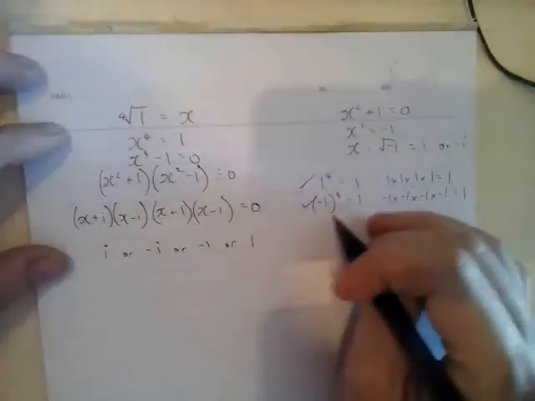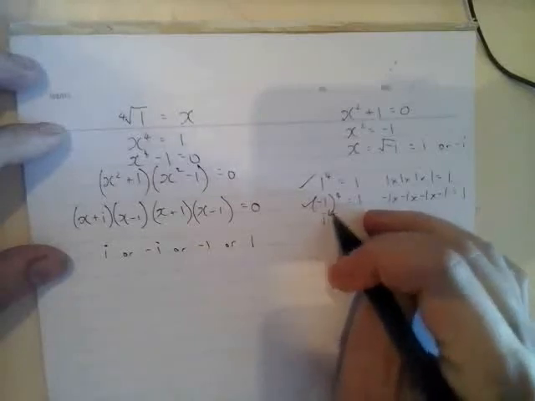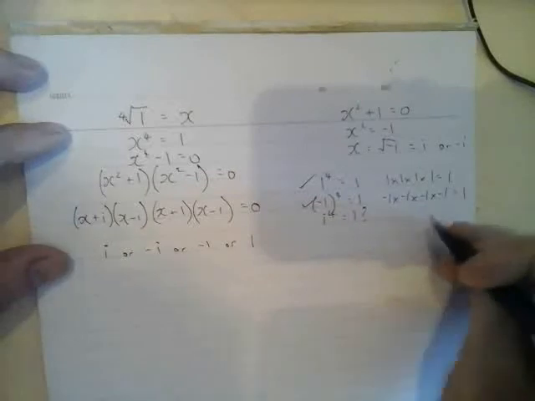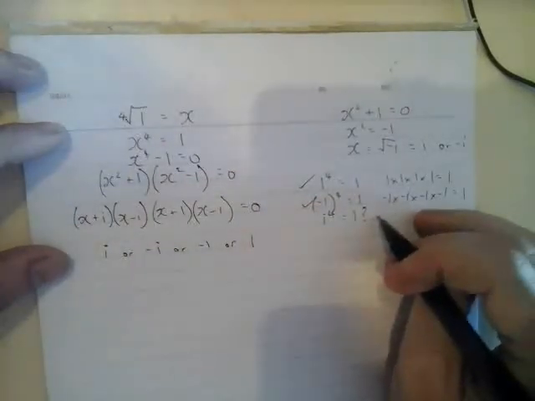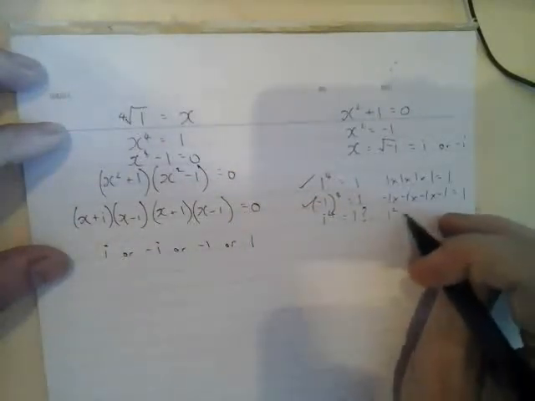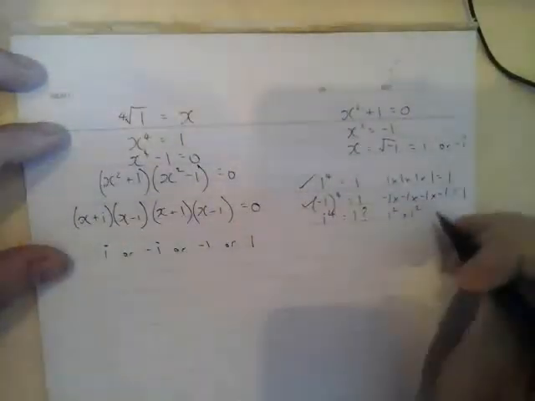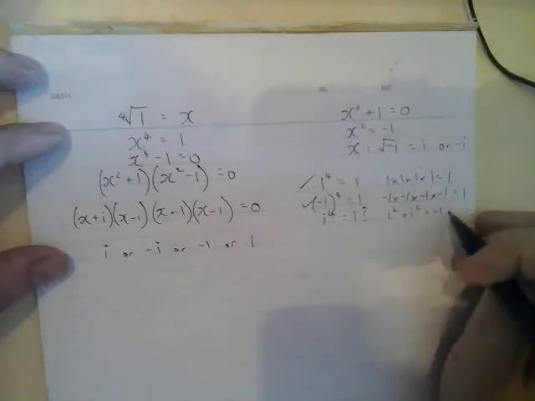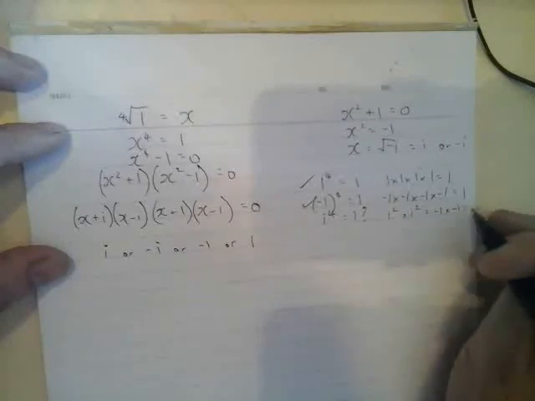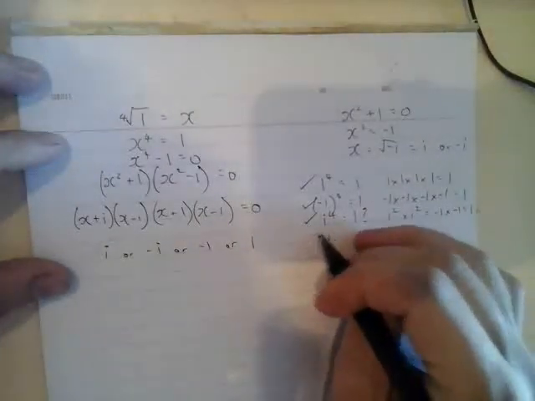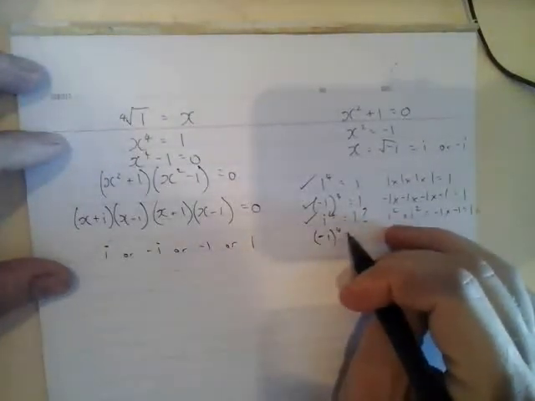Now what about these complex numbers then? I've got i to the power 4. Does this equal 1? Well, i to the power 4 can be written as i squared times i squared. And you know from your studies on complex numbers that i squared is the same as minus 1. So this is minus 1 and that's minus 1. So minus 1 times minus 1 is going to give me positive 1. So that one works.